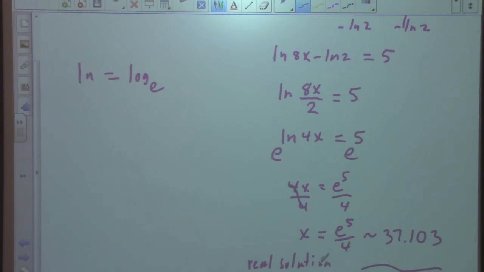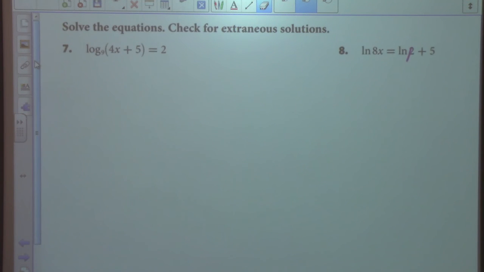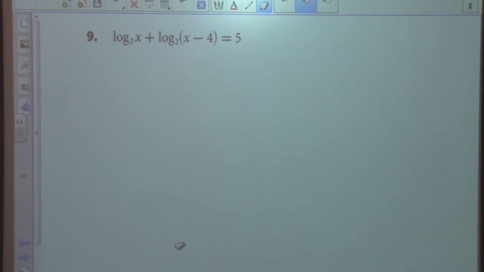Okay, what I want you to do is go to problem 9. Here we go, problem 9. You combine those. Oh, you can combine them. Log 4, log 2x over 2. That's 1.